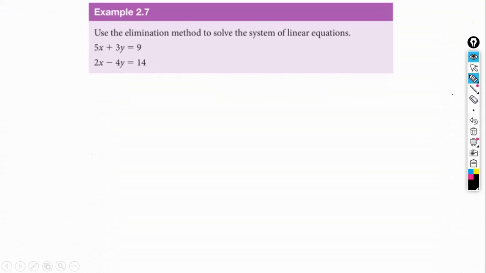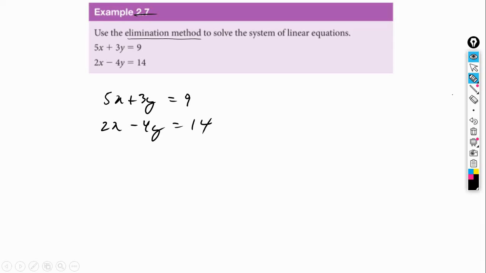Okay, so we're going to do example 2.7 that says use the elimination method to solve the system of linear equations. So here's the system, which is 5x plus 3y is equal to 9, and 2x minus 4y is equal to 14. So elimination, as the name suggests, is a method by which you eliminate one of the variables and therefore solve for the other variable, and then use that solution to come back and solve for the first variable.